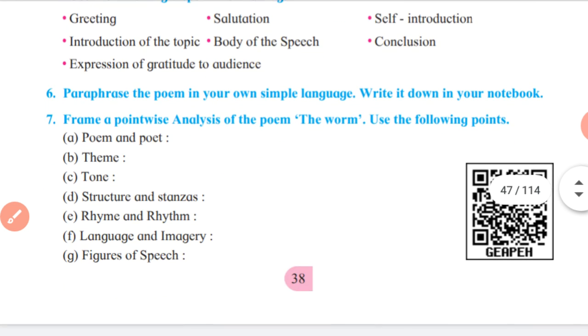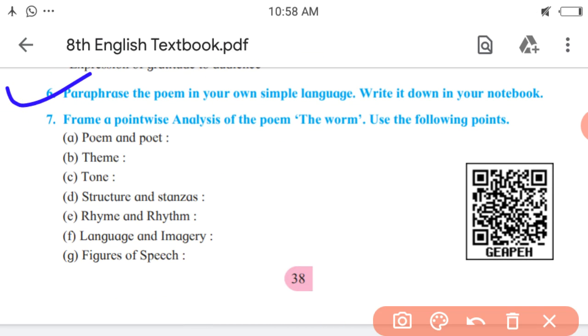Next, sixth point, paraphrase the poem in your own simple language. Write it down in your notebook. That is, whatever lines of the poem are given, you have to change them into simple sentences, using similar words for the difficult words given. And accordingly, whatever poem is given, you have to write it in the form of a paragraph.